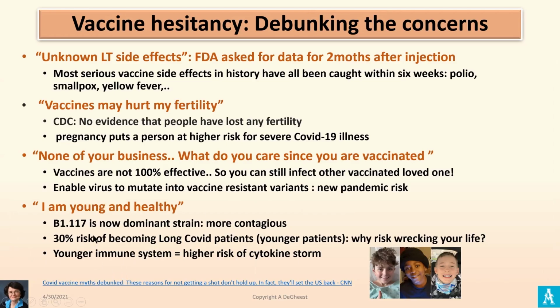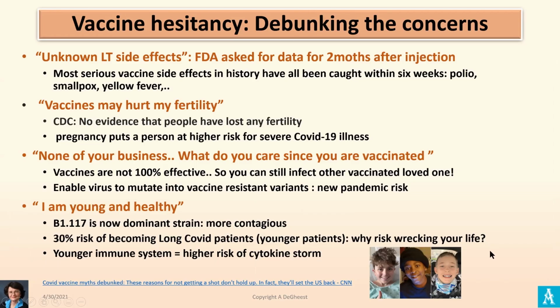The B117 is now the dominant strain, and unfortunately, we talk about 50% more contagious there. 30% risk of becoming a long COVID patient. And I'm going to share in a few minutes that 15% of people who get infected develop long COVID, in the children and the young population there. Why would you take a risk of wrecking your life for the rest of your life?